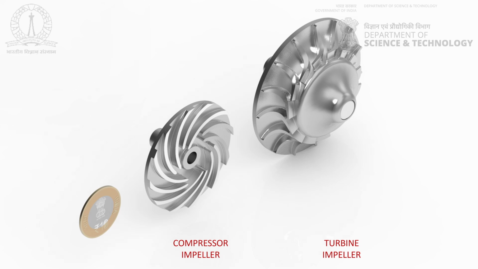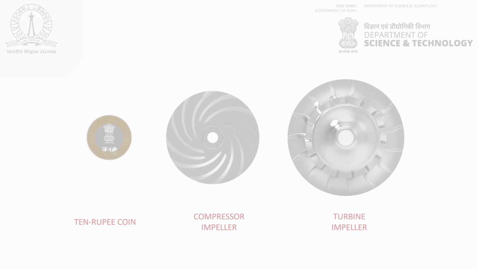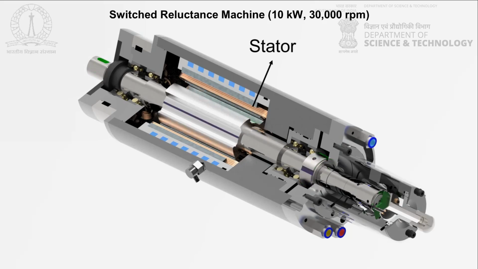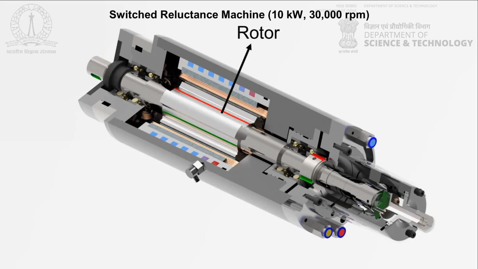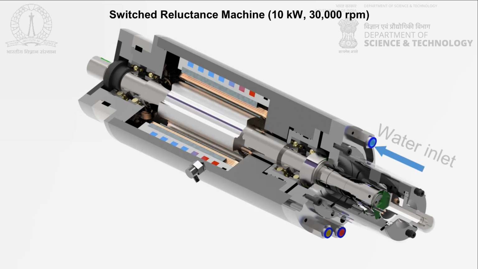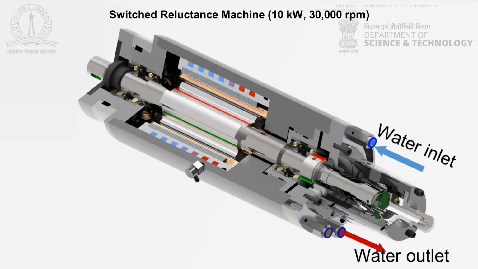The impeller of a centrifugal compressor for the test loop is no bigger than twice the size of a 10 rupee coin and spins at 60,000 to 80,000 revolutions per minute. The design and manufacture of such small impellers have been a challenge. In addition, the non-availability of suitable generators and motors has necessitated the indigenous development of high-speed switched reluctance motors and generators for the test loop.